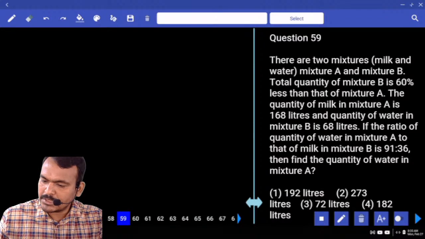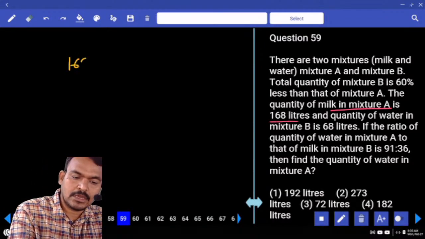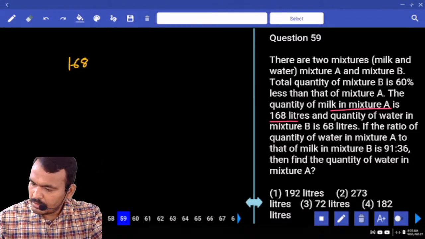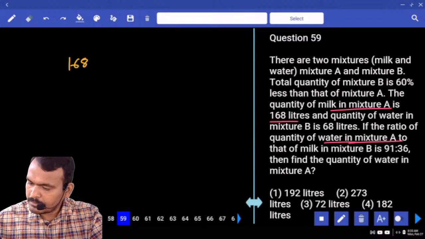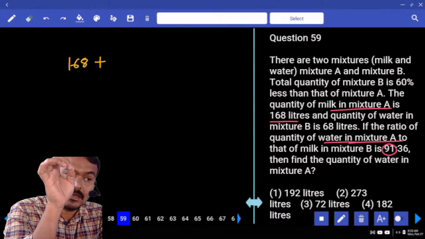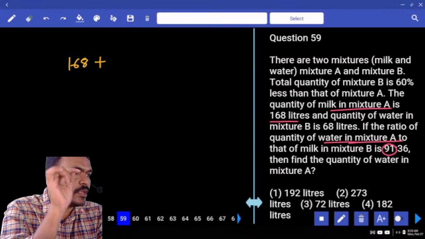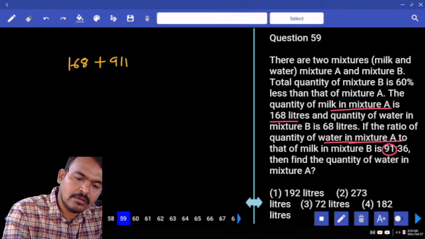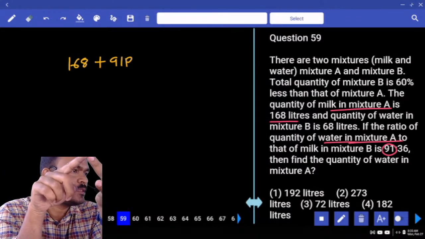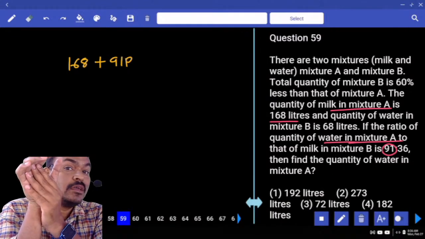First of all, mixture A, milk is how much? 168. Next, mixture A, water is how many parts? 91 parts. 168 is the milk in mixture A. 91 parts is the water in mixture A. Suppose 91 parts. 168 is milk value. 91 parts are water. These two added, we get the total quantity of mixture A.